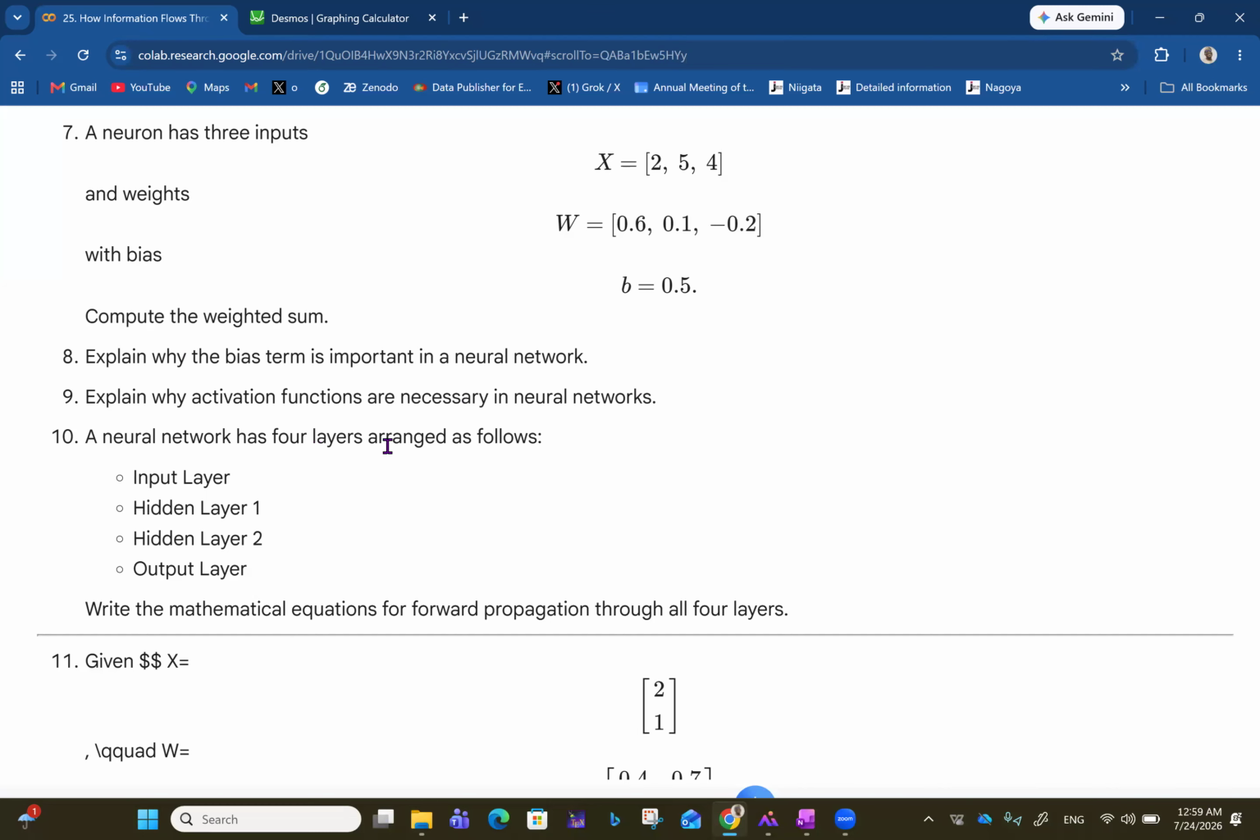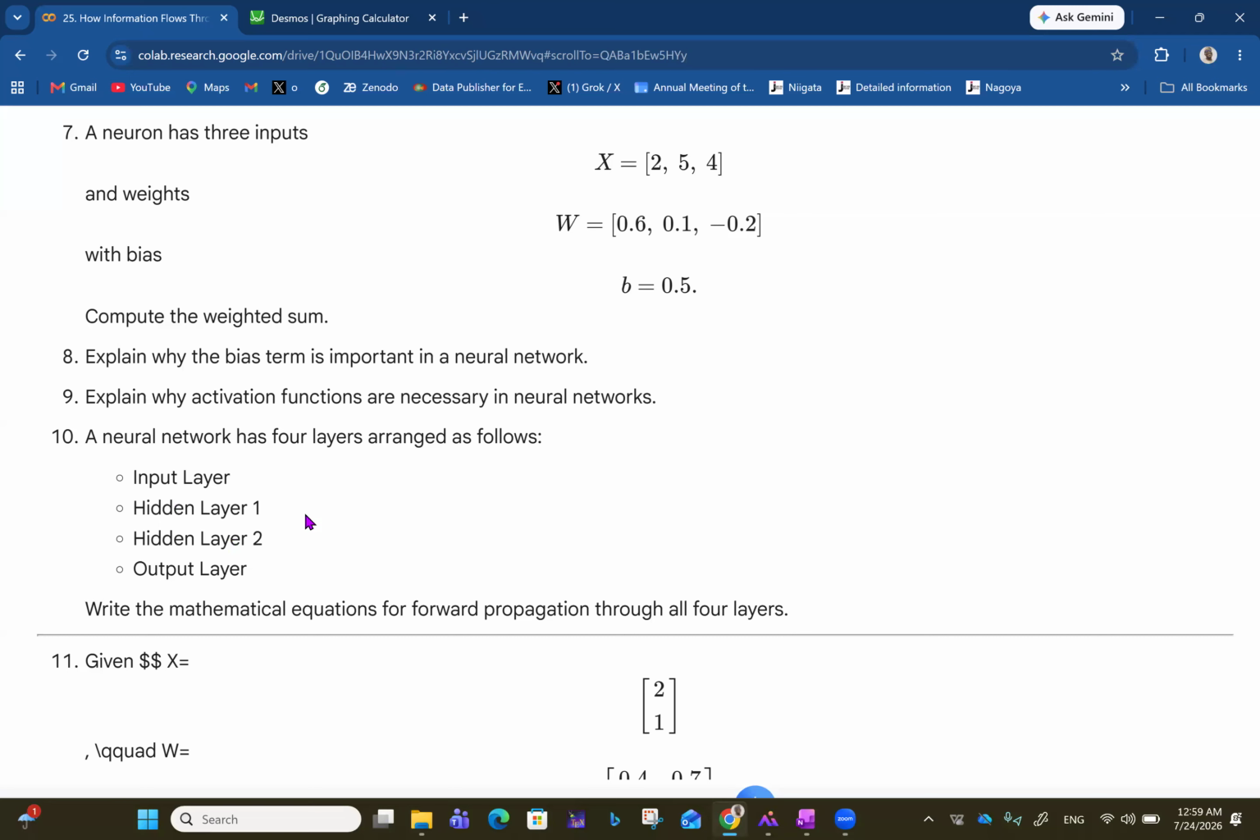Then a neural network has 4 layers arranged as follows: input layer, hidden layer 1, hidden layer 2, and output layer. Write the mathematical equations for forward propagation through all 4 layers. Of course, the input layer has all the x's and the weights. So for hidden layer 1, you compute the weighted sum and pass it through an activation function. The result you get, you take it to layer 2, and you do that too. Maybe I should even answer that instead of doing 20. Yeah, I guess I would rather do this.